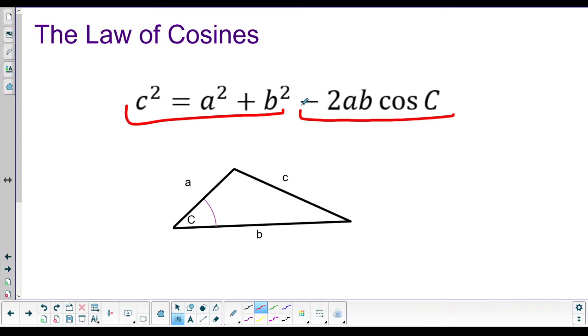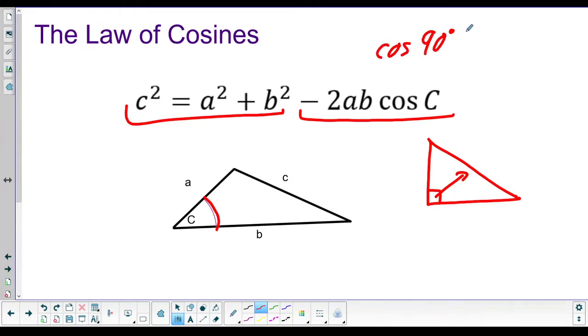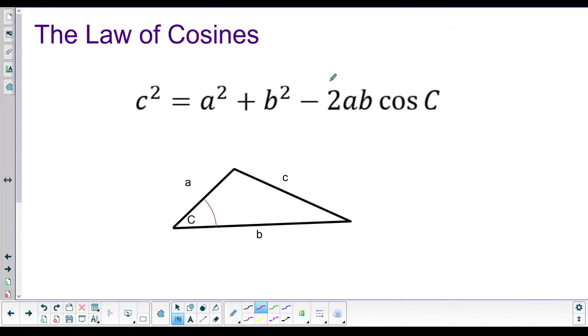Fun fact, Pythagorean theorem is for right triangles. And it tells you the side across from the 90. What happens if we make C 90? Cosine of 90 degrees is 0. So 0 times anything, this goes away. So the law of cosines is very close to being the Pythagorean theorem. This is a more general version of it. So it's pretty handy.